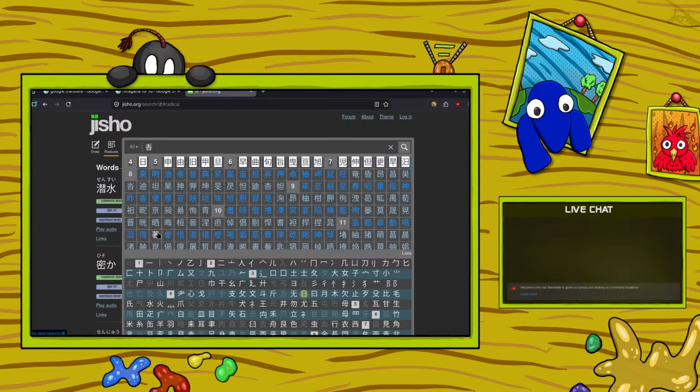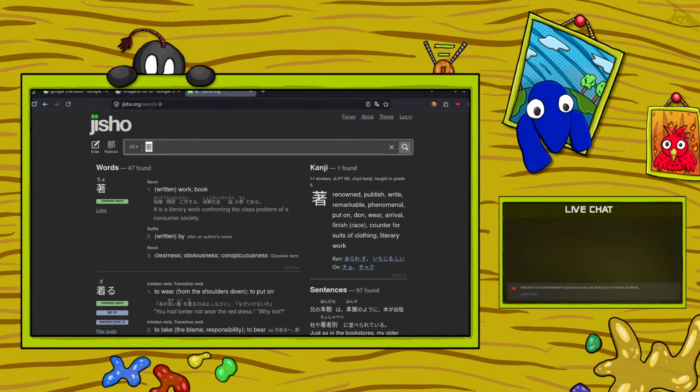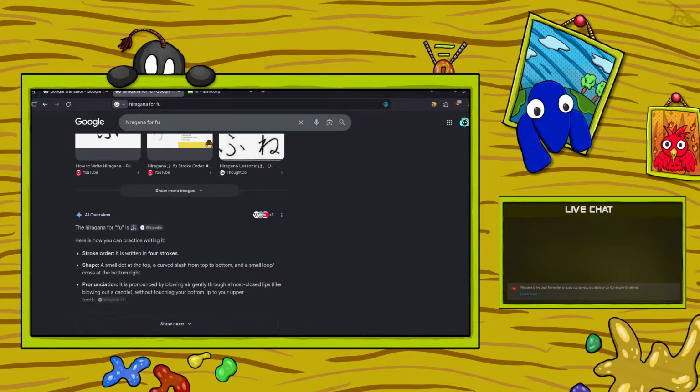So that's a lot of complicated letters here. How about that? What is that? What does this do? What is this? Written work. But there's no boo in it. There's no boo or foo in it. So let's go for foo first.